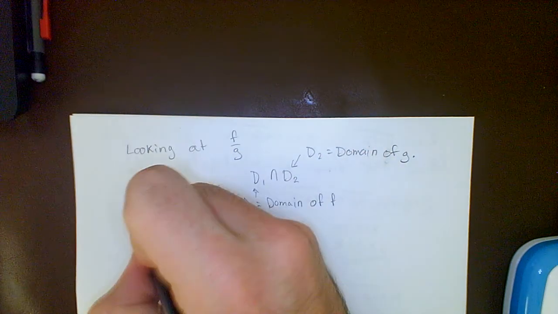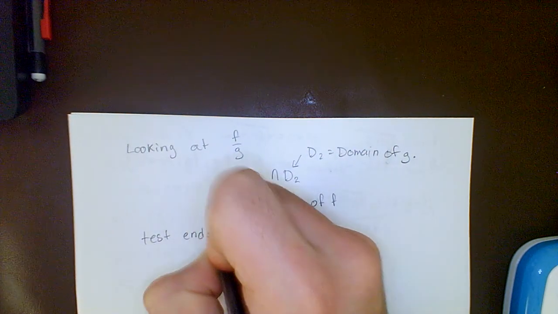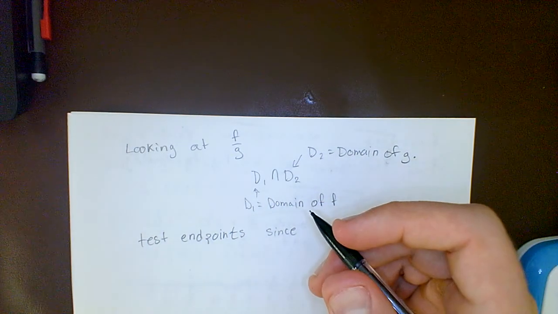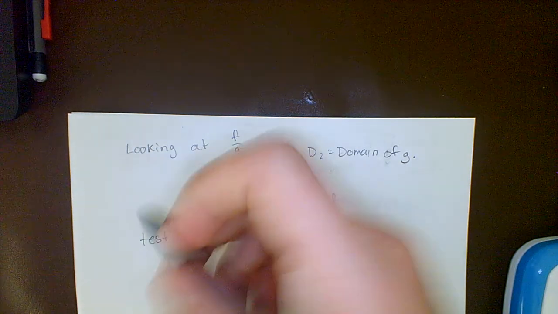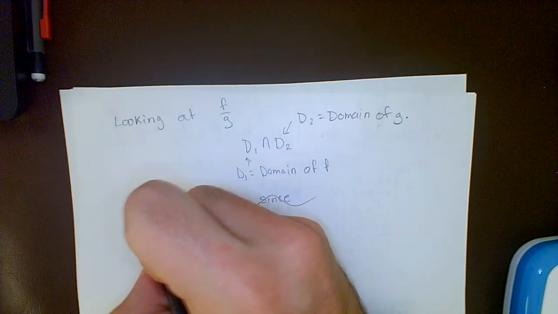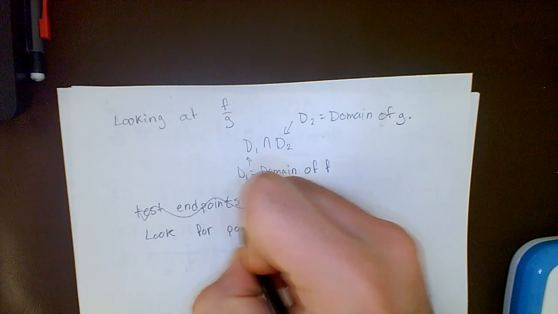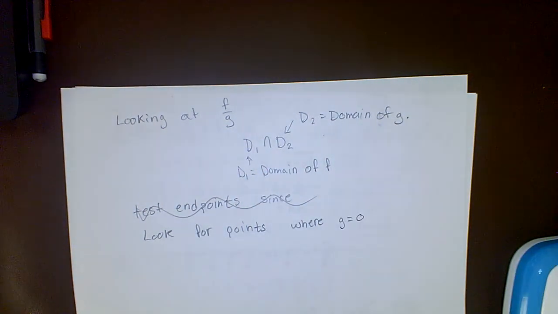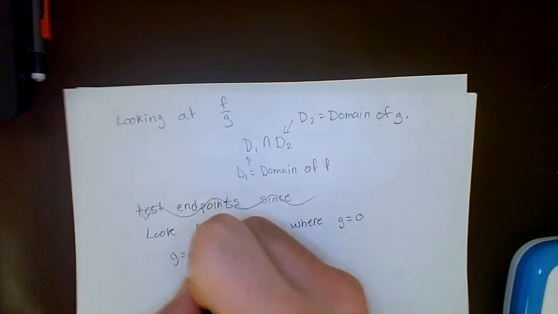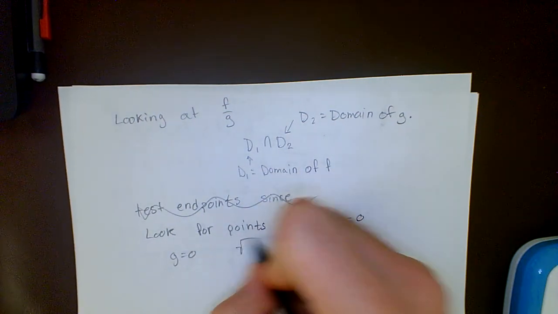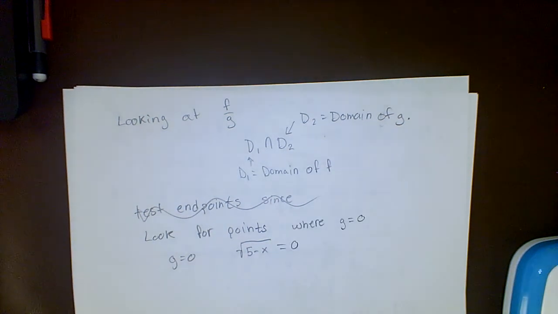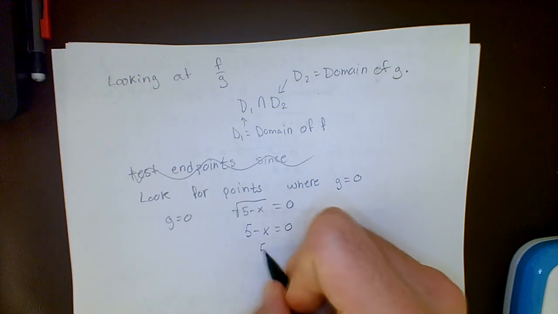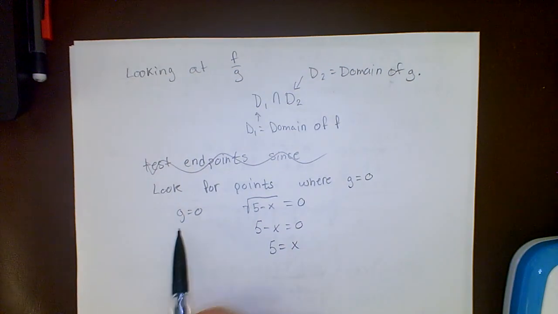So you need to test endpoints, or rather, you need to look for points where g equals 0, right? Because you cannot divide by 0. So we now set g equal to 0, or square root of 5 minus x equal to 0. If the square root of a number is equal to 0, then that number squared is still equal to 0. So 5 minus x equals 0, so 5 equals x is when g is equal to 0.